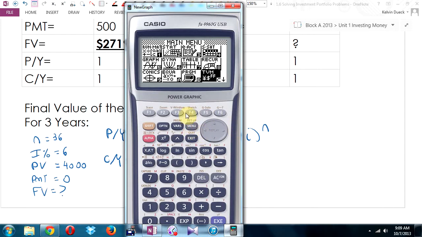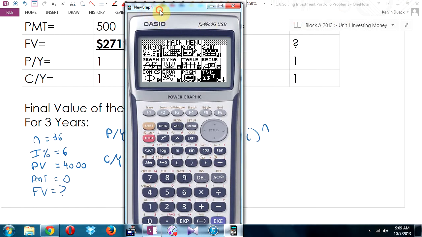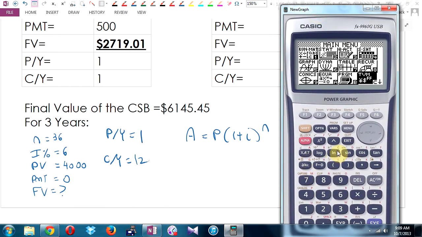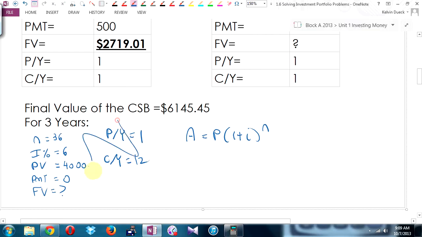Let's try it the long way, Mr. Dueck. Pardon me? It is a high interest rate, I'll grant you that. If I do it the long way, it's going to be a principal of 4,000 bracket 1 plus 0.06 divided by 12 close bracket to the power of 36. Yeah, that makes way more sense to me. $4,786.72. Did I type something wrong in the other one there? I'll go look at the other one in a second, but this is what I'm going to go with.